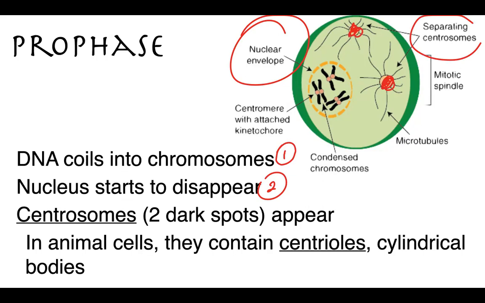Now, animal cells contain centrioles, and centrioles were part of chapter 4 when we looked at that. Centrioles are cylinders that are at 90 degrees to one another. In my fantastic art skills, you can see there.